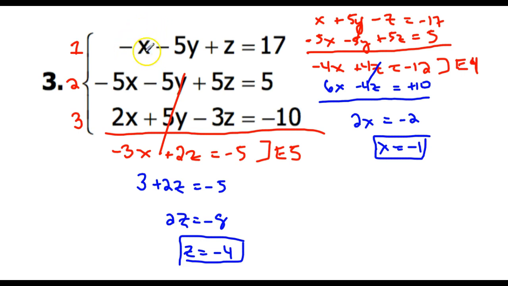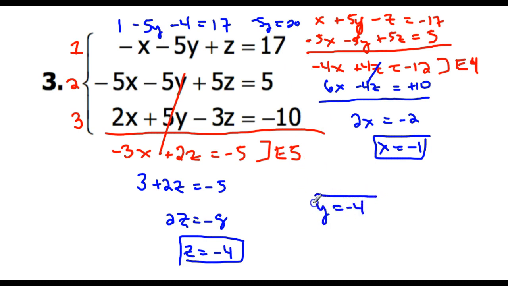So if I put -1 in right here into equation 1, and you can do it with any of these three equations, I'm just choosing equation 1 because there's room to write above it, I get positive 1. I don't know what y is. I know z is -4, and this equals 17. So 1 minus 4 is -3. So if I add 3 to both sides, I get -5y equals 20. So y equals -4. All right, there's my third variable right there solved for.